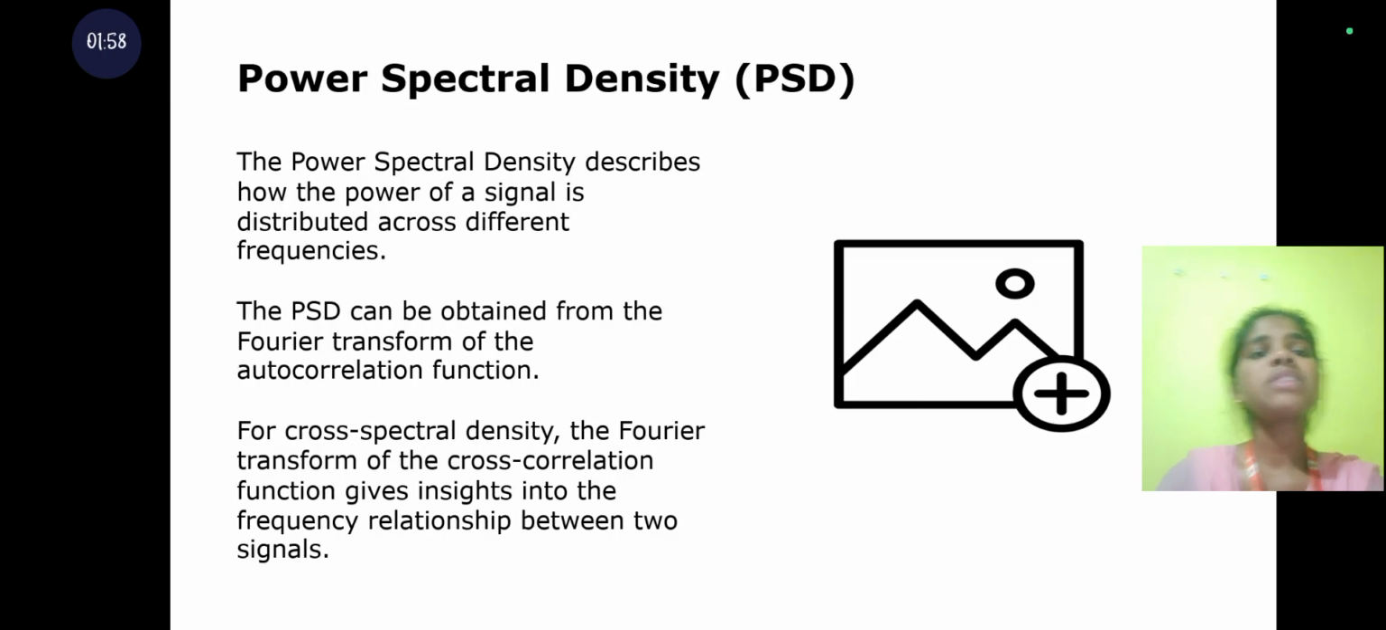Power spectral density. The power spectral density describes how the power of a signal is distributed across different frequencies. The power spectral density can be derived from the Fourier transform of the autocorrelation function. For cross spectral density, the Fourier transform of the cross correlation function gives insight into the frequency relationship between two signals.